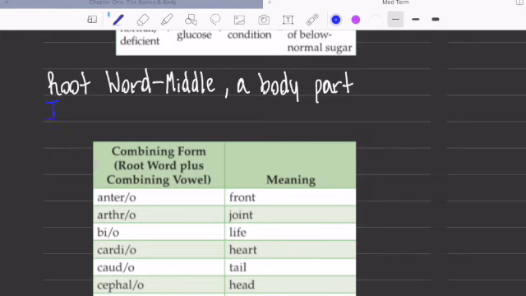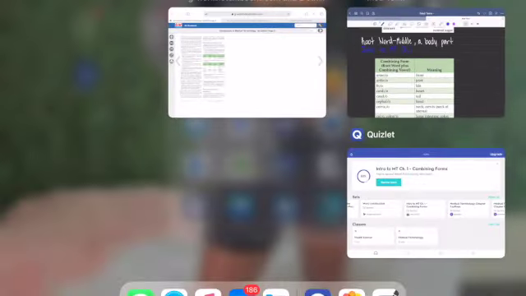So Intro to MT Chapter 1. And then, what was that last little piece?